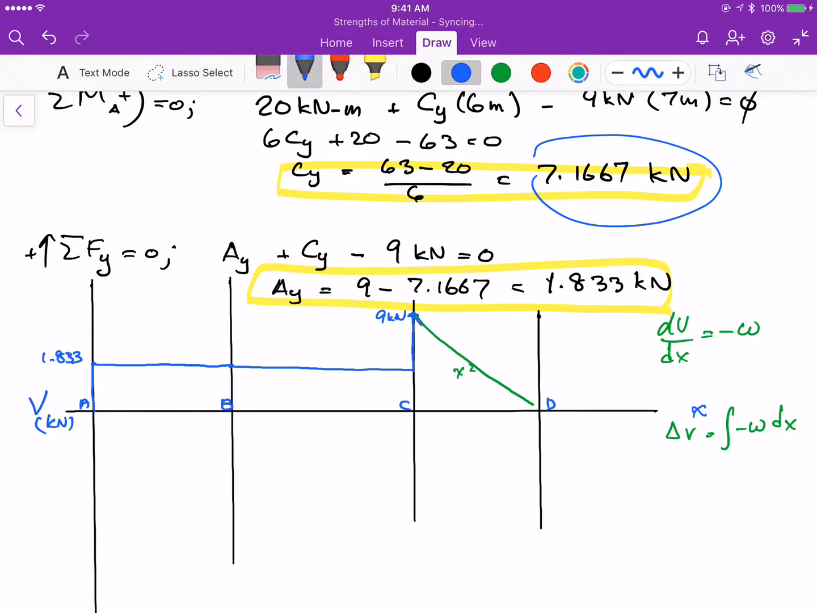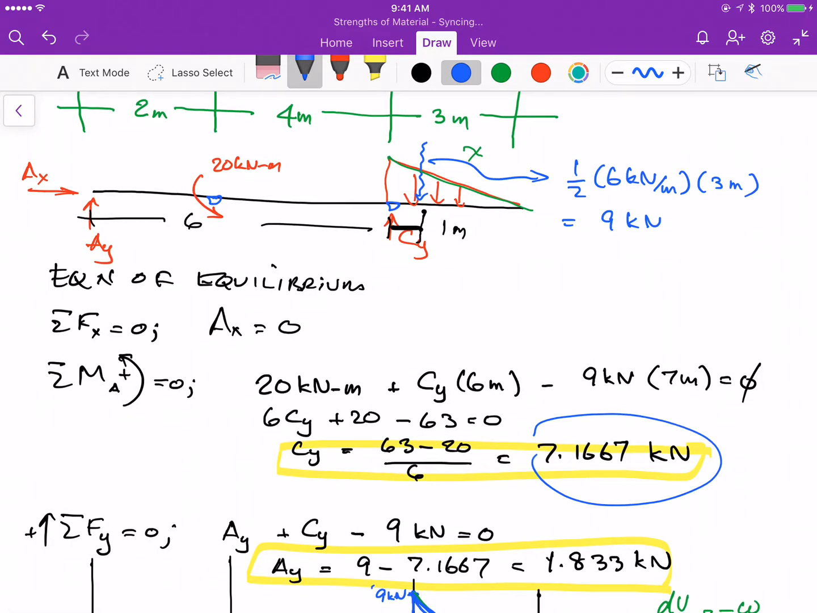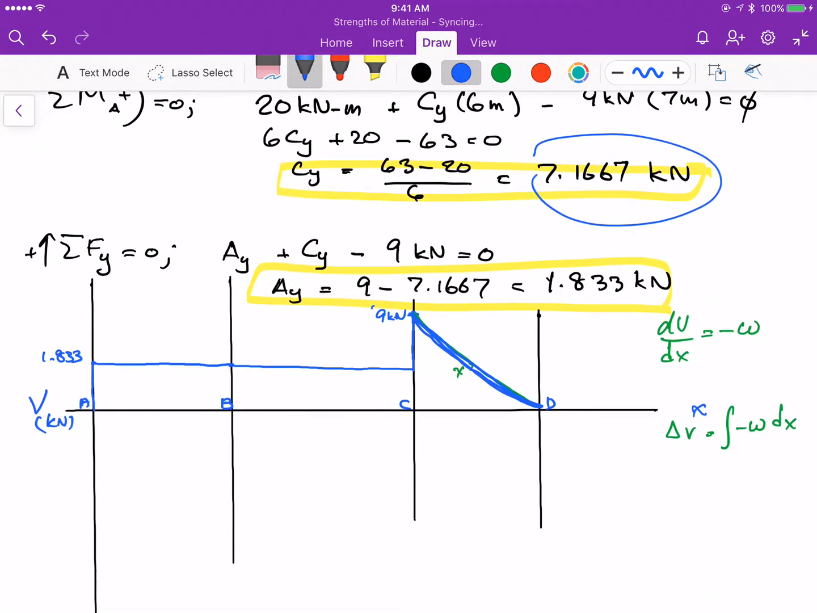Change it to blue again. Okay. And this is going to be a parabolic, a function of x squared. And this 9 here is actually the area of the triangle over which the loading is, which is 9 kilonewton. So this is basically your shear diagram for that particular loading.